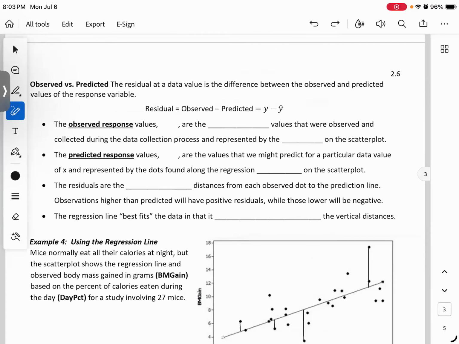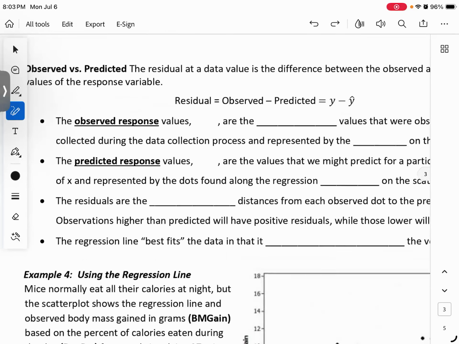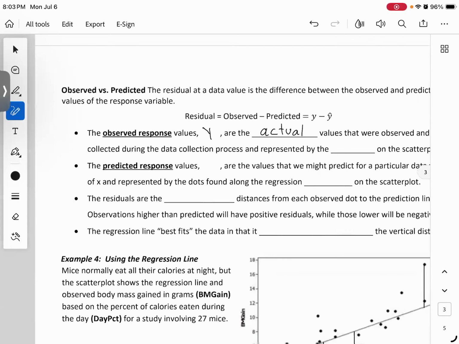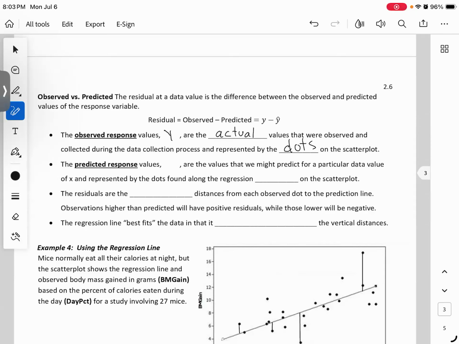So here's what you need for your notes. The observed responses are the things that actually happened. We call those the actual values or the observed values, and we use a Y to symbolize those. Those are all the dots. Now, the line comes after the fact, but the line is how you start to calculate predictions. It's still going to have a Y, but with a hat on it. So Y is the observed, Y hat is the predicted.